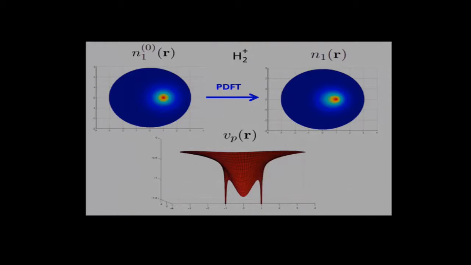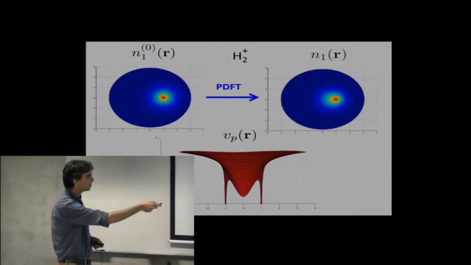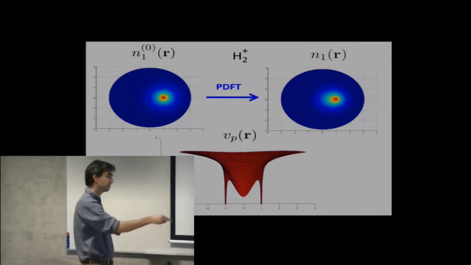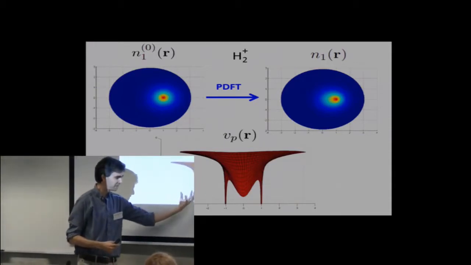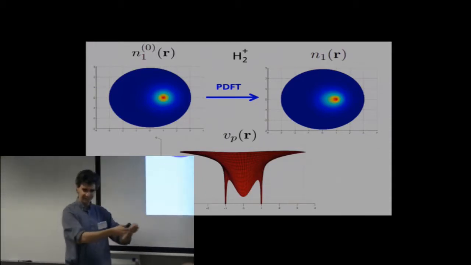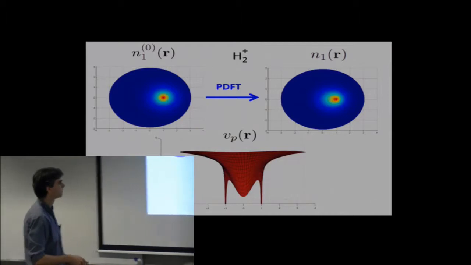And you do partition DFT. And in the end, you get this, you can see this slightly polarized fragment density. It's the ground state density of 0.5 electrons in the nuclear potential of the hydrogen atom plus the partition potential that looks like a well. It's a well in between the two nuclei that just pulls density towards the bonding region.